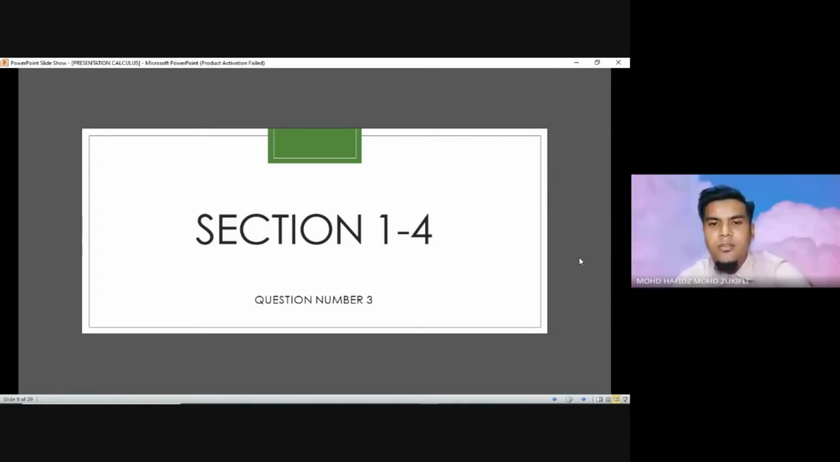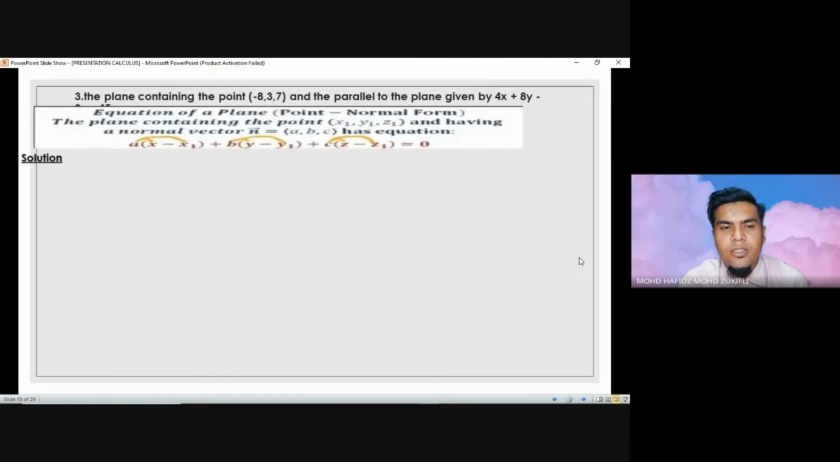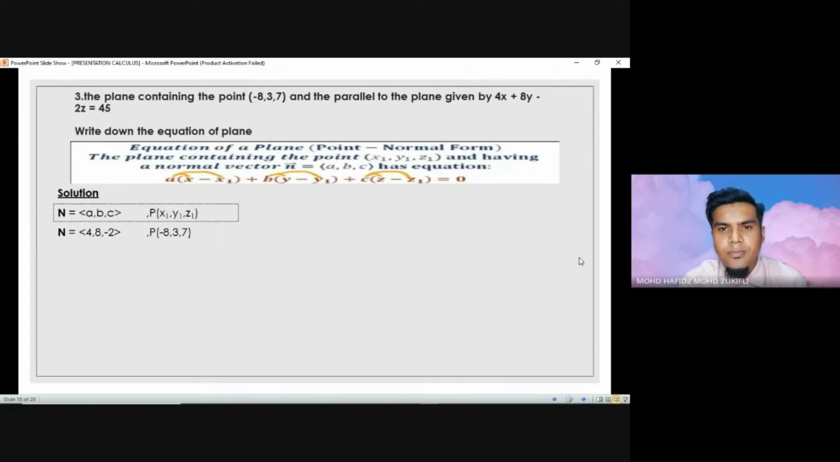For section 1.4, question number 3. The plane contains the point (-8, 3, 7) and is parallel to the plane given by 4x plus 8y minus 2z equal to 45. So we have to write down the equation of the plane. For the solution, we must know about the equation of the plane in point-normal form.